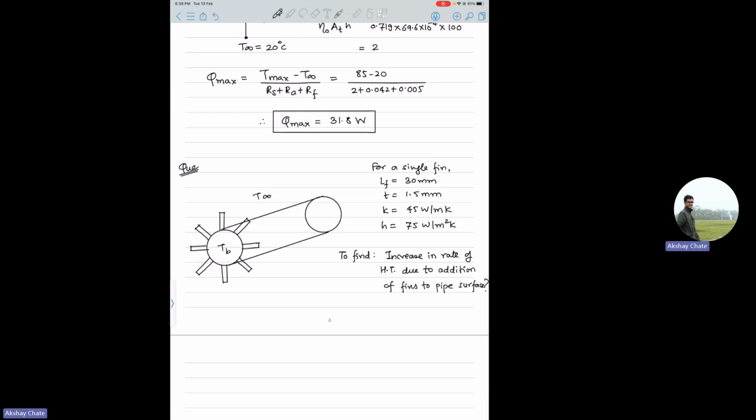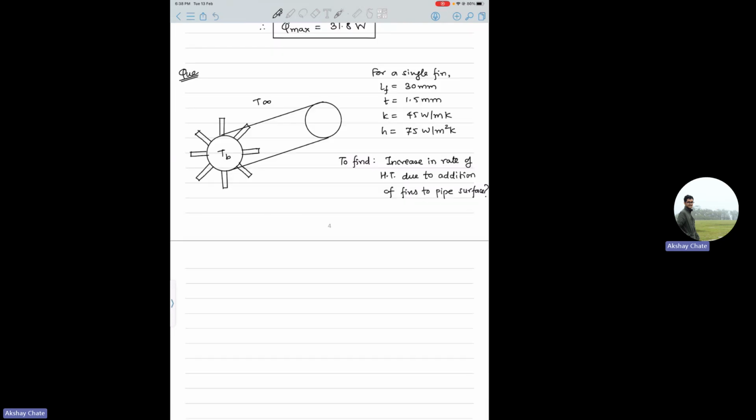Now, first thing, if there are no fins, then what happens? If there are no fins, okay, they have mentioned the pipe diameter of 8.9 centimeter. So diameter they have given, but length is not mentioned.